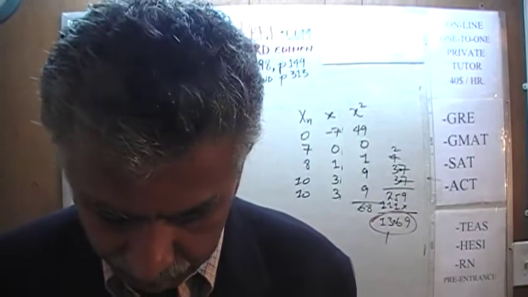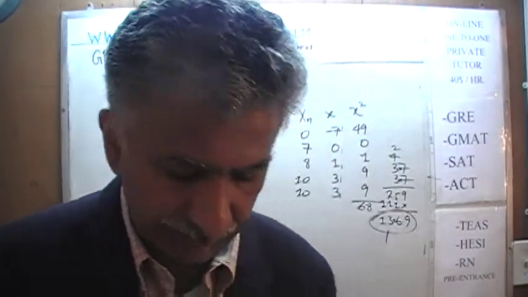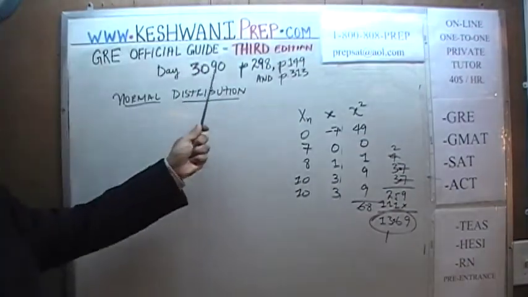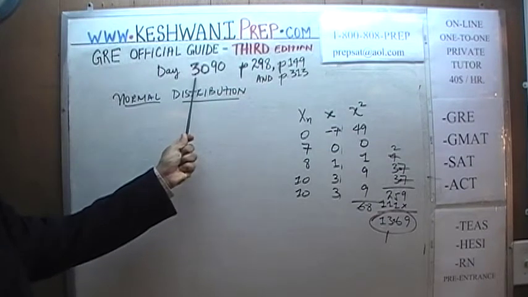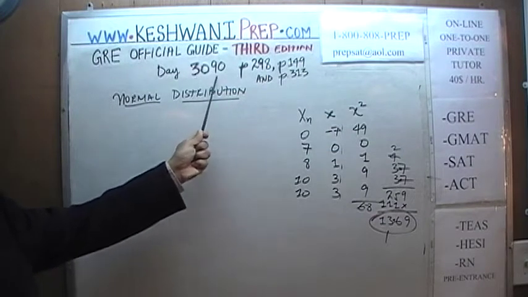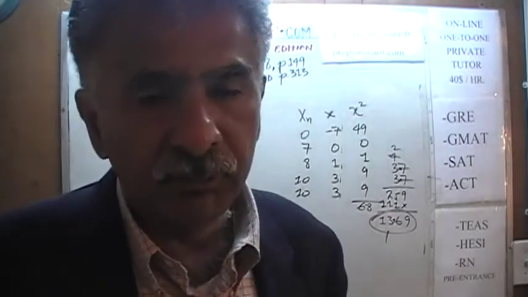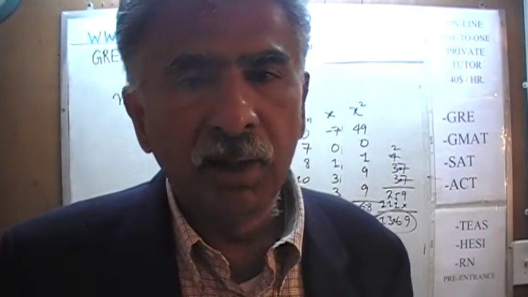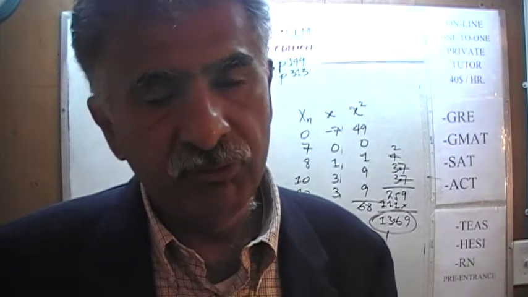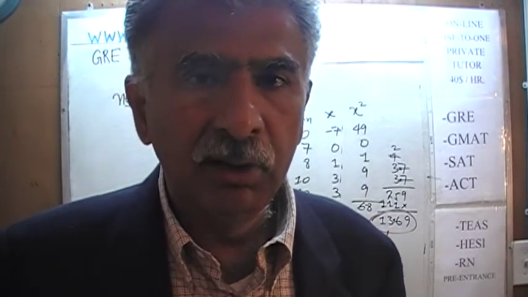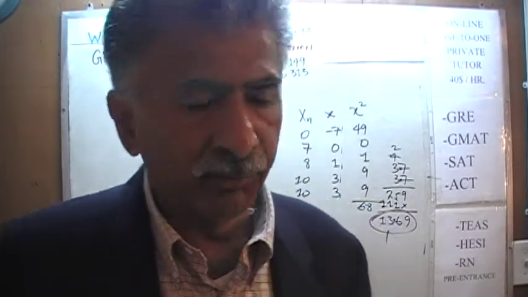Today is our lesson number 90, Day 3093 is to signify the fact that we are in the third edition, day 90. And today we'll discuss a very important topic that appears on the exam, the topic of normal distribution. What is a normal distribution? What does it tell us? What sort of information does it carry?